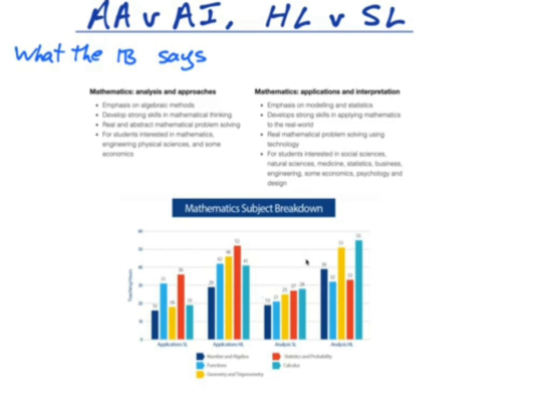So you can see here HL analysis has a lot more calculus than HL applications, and HL applications has a lot more statistics and probability than HL analysis, and it has a lot more functions than HL analysis. So that's the kind of modeling and statistics side of it that it says here. This is an emphasis on modeling and statistics, and you see that in the standard level applications as well. A lot more functions and statistics and probability.